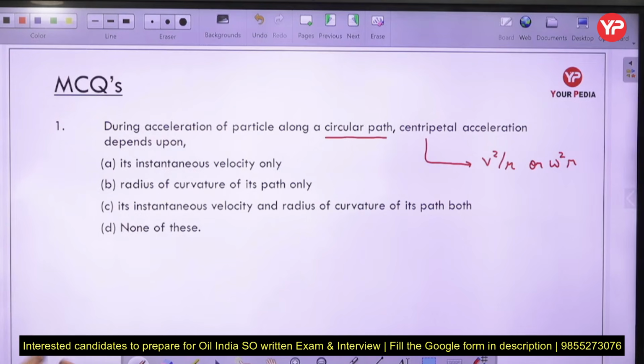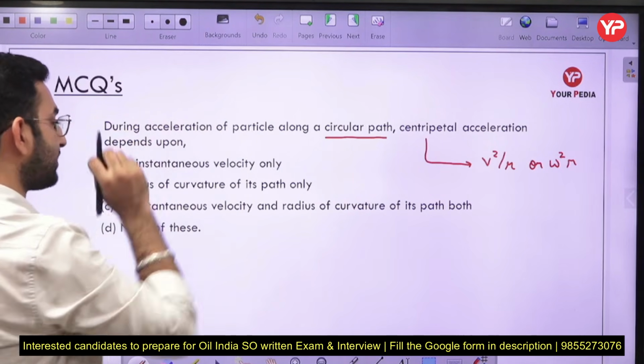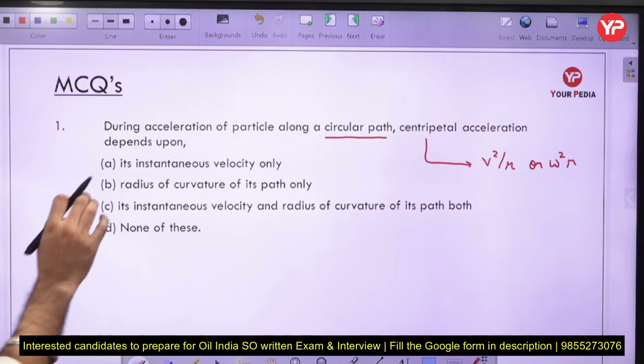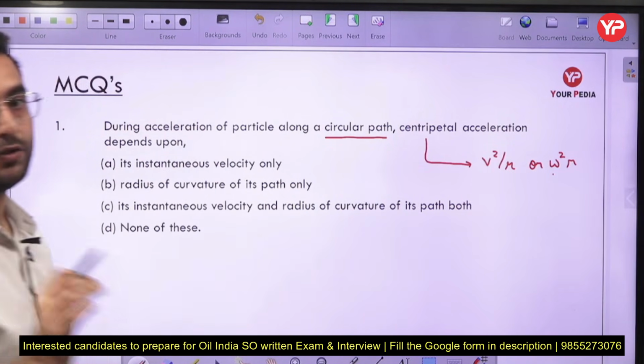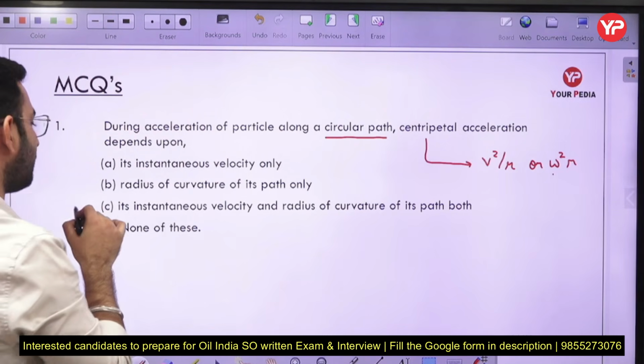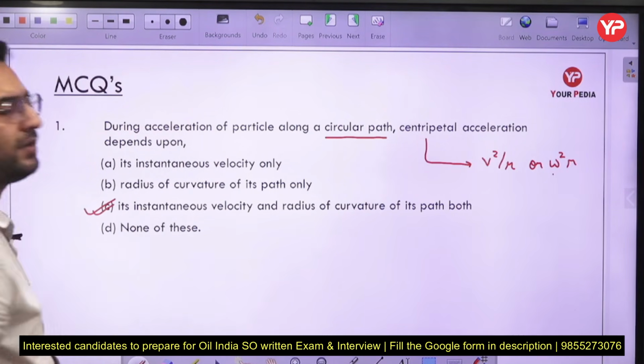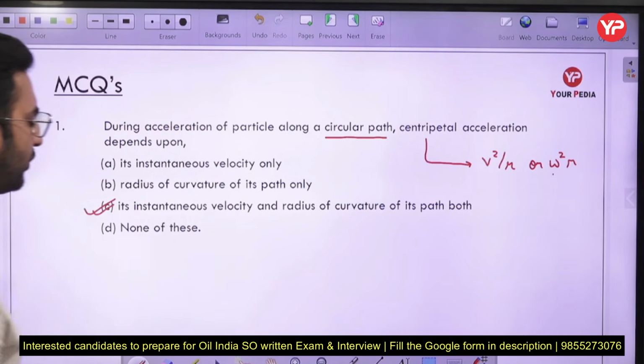From the formula you can see that the centripetal acceleration depends upon the instantaneous velocity of the object, as well as the radius of curvature of its path. So option C will be the correct answer. That is a very simple question.